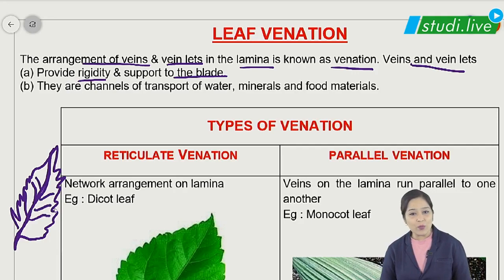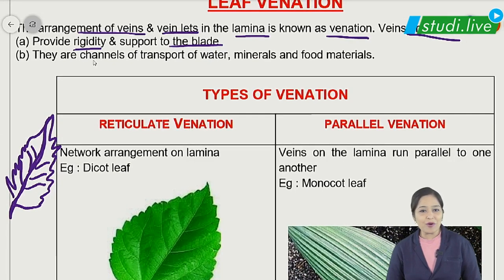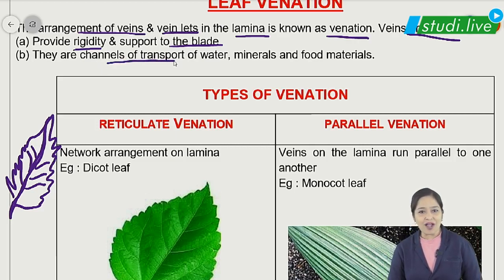They are called the veinlets. So they are channels, and they are very important. First, they provide rigidity and support to the blade. Then they are the channels of transport of water and minerals, and they supply the food materials.